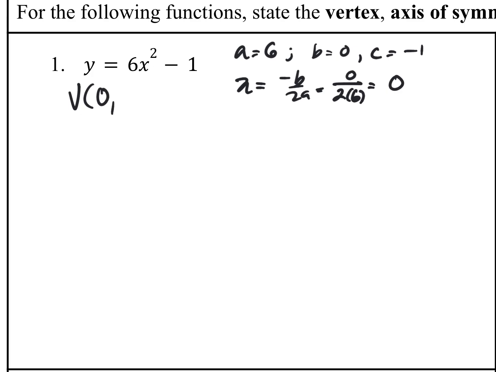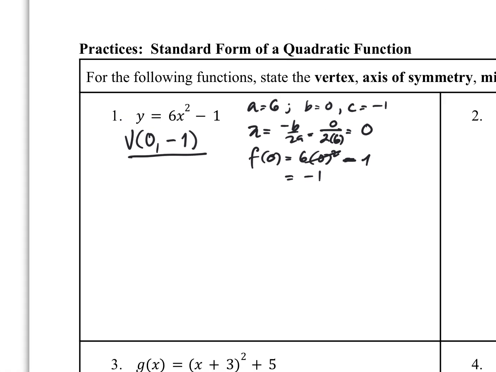Now, if that is the case, I'm going to say f of 0 is going to give you 6 times 0 squared minus 1. So that's just going to give you negative 1. Okay, vertex has been found.